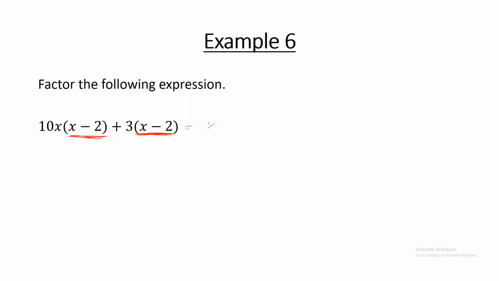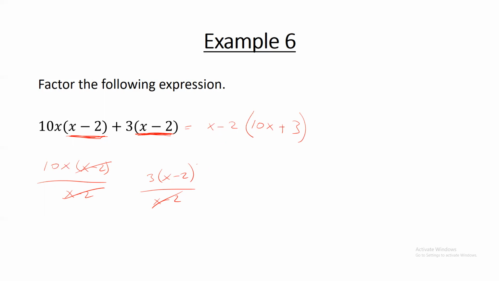So we can factor out x minus 2, and if I now divide 10x times x minus 2 by x minus 2, then x minus 2 cancels, leaving us a 10x. And for the second term, 3 times x minus 2, if I divide that by x minus 2, I'm just left with a 3. And so the answer is x minus 2 times 10x plus 3.